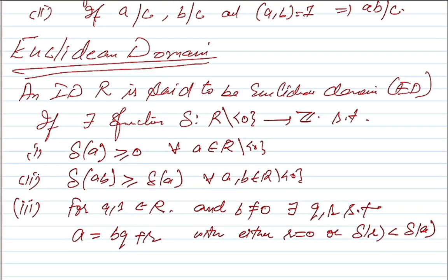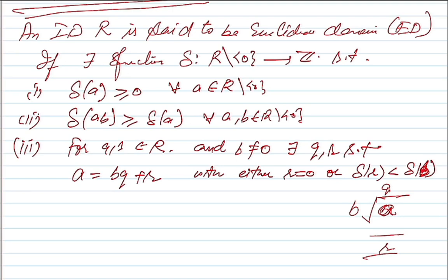Delta of B. So something like you are dividing A by B, and you are getting a quotient and some remainder. So A can be written as BQ plus R, and this remainder has the property that it is either 0 or delta of R is less than delta of B.